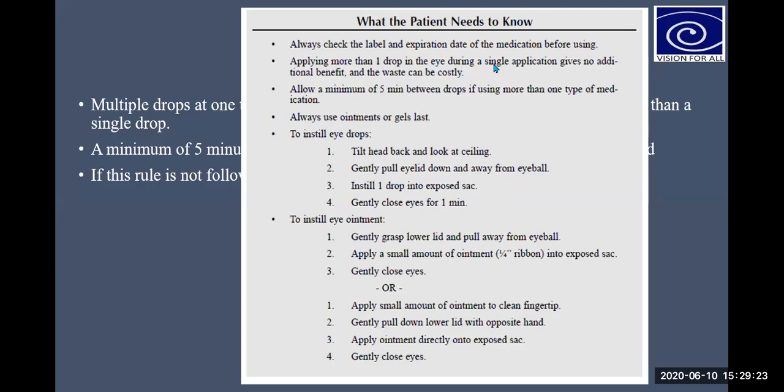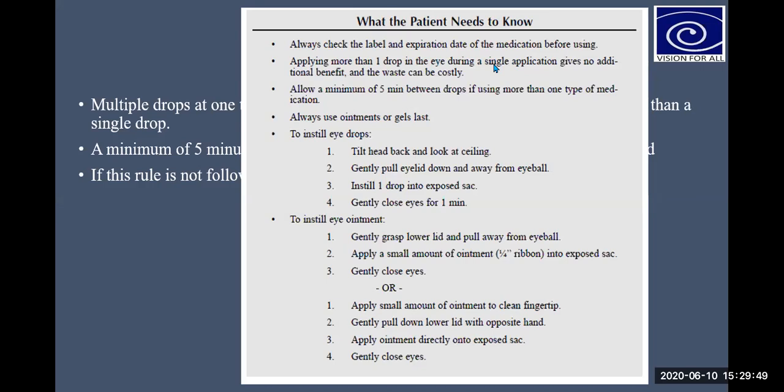The procedure for the eye drop is: first, tilt the head back and look at the ceiling. Second, gently pull the eyelid down and away from the eyeball. Third, instill one drop into the exposed sac. Fourth, gently close the eye for 1 minute. These are the procedures we have to counsel the patient on for how to instill the eye drop.